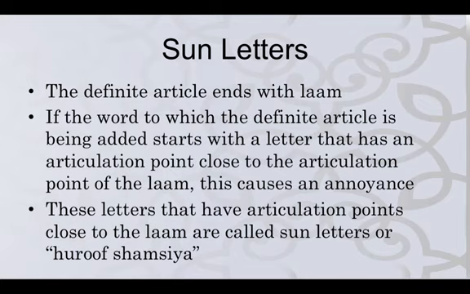The reason it doesn't really flow on the tongue is because lam and sheen have very close articulation points to each other. And because they have close articulation points to each other, this causes an annoyance. We'll talk about this annoyance later, but just the definition is as follows. You don't have to worry about it in detail. All you have to know is the letters that have articulation points that are close to the letter lam are called sun letters, or huruf shamsiya, and this is going to be in your self-test. The letters that have articulation points close to the letter lam are called sun letters, or huruf shamsiya.